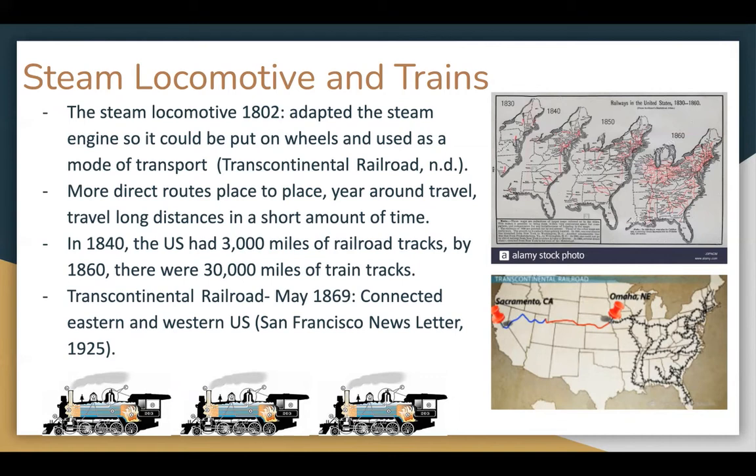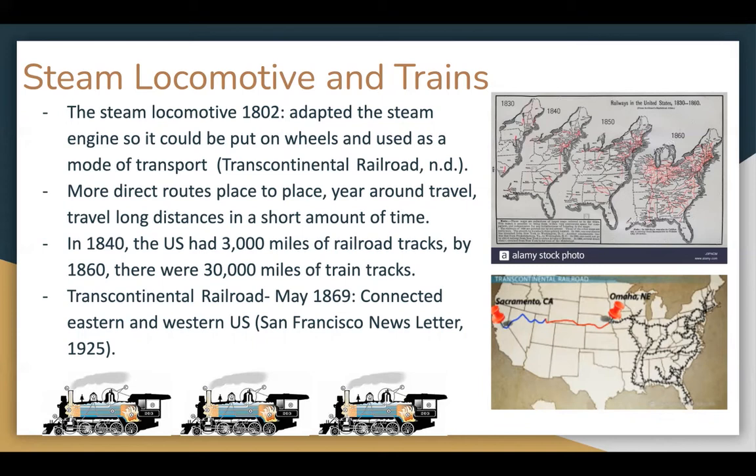Trains were able to travel long distances in a short amount of time and could transport goods and humans year-round. Trains did not depend on a river's location for travel and resulted in more direct routes from place to place. In 1840, the US had almost 3,000 miles of railroad tracks, but by 1860, there were 30,000 miles of railroad tracks that linked major cities and towns.